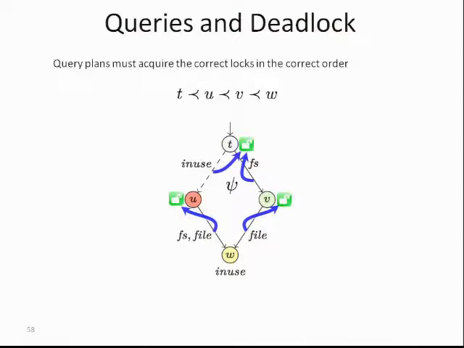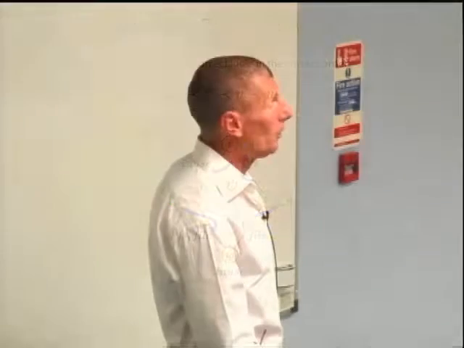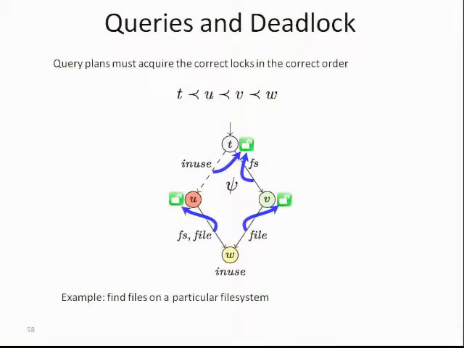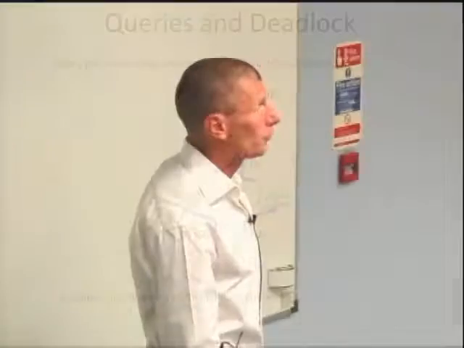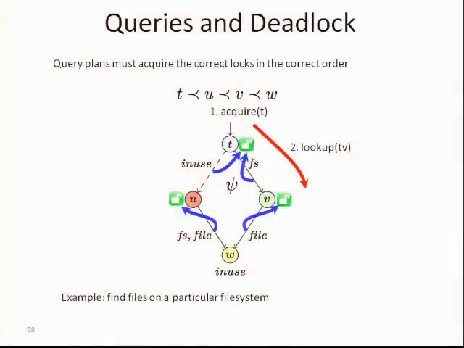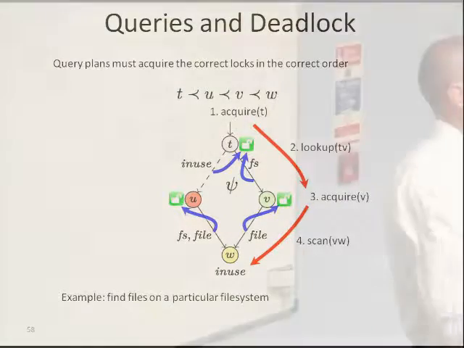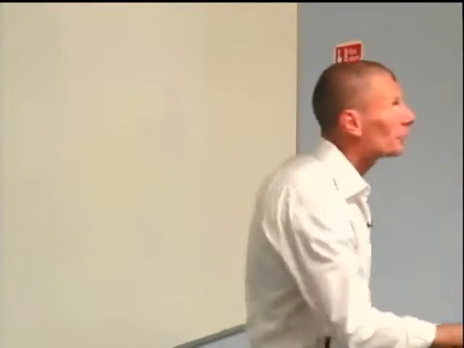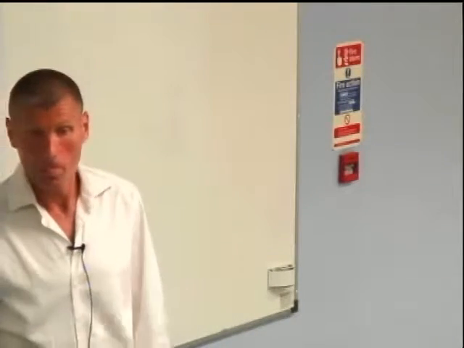So for example, look how we do queries. We have this order, and now we take this node, and for example, we want to find all the files in the particular file system. So we acquire the lock here, then we do the lookup, and then we acquire the node here, and we scan the node here. And this respects the topological order, assuming that we're never going to visit this node U. If we're going to visit this other node, then we promise that we're going to visit it in the order before it, in order to guarantee the absence of deadlock.